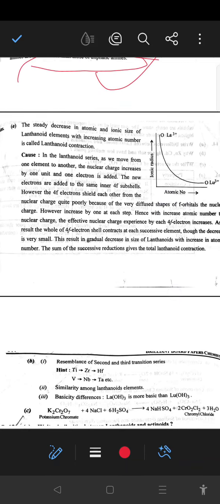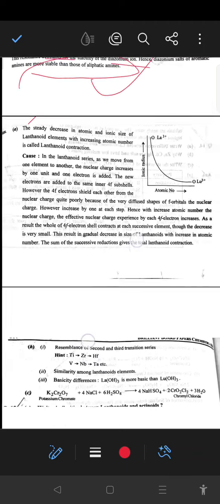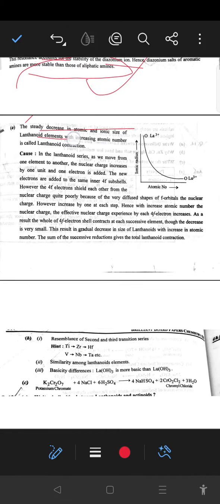Next is the lanthanide contraction, its cause and consequences. The definition of lanthanide contraction: the steady decrease in atomic and ionic radii of the lanthanide elements with increase in atomic number is called the lanthanide contraction. The cause: in the lanthanide series, as we move from one element to another, the nuclear charge increases by 1 unit and 1 electron is added. The new electron is added to the same inner 4f subshell.